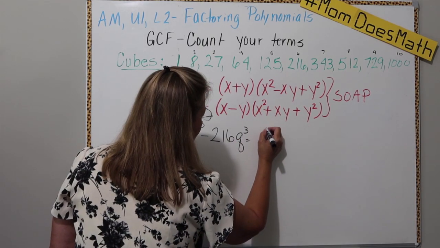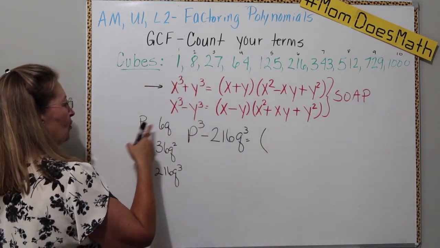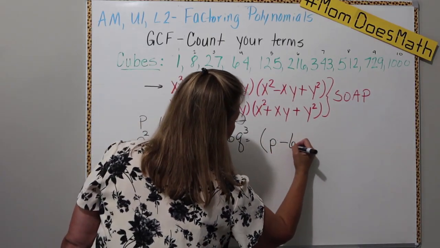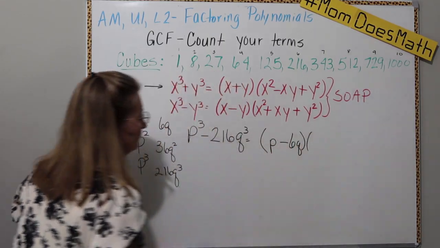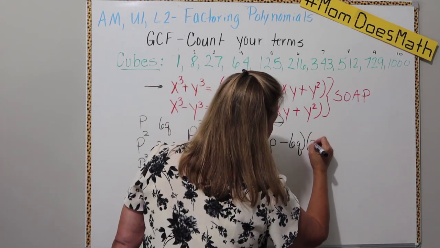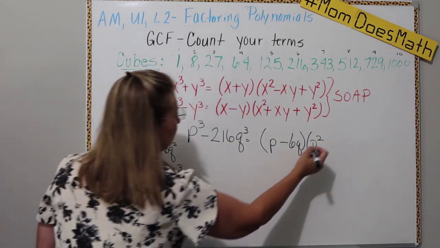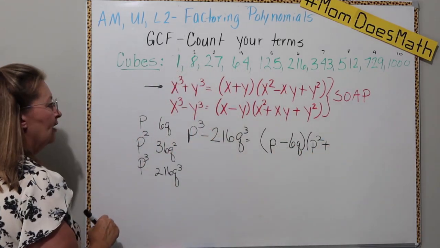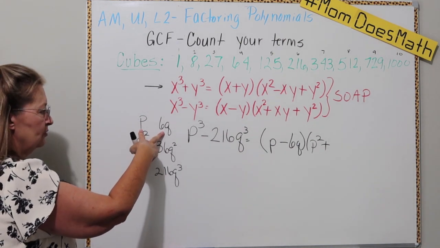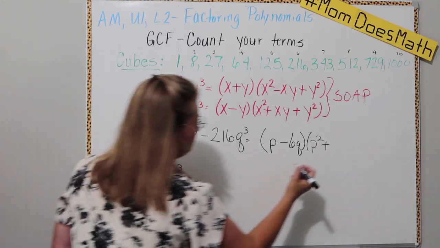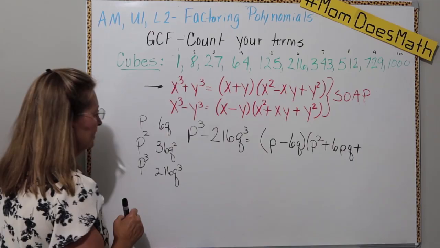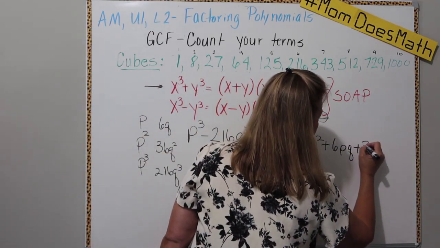Now let's fill it in. We're using the bottom formula, so I want the cube root of my first term minus the cube root of the second one. Now I need the square of the first term, which is p squared, plus, x times y correlates to the product of the cube roots of both, so that's going to be 6pq. And then the last thing is 36q squared.